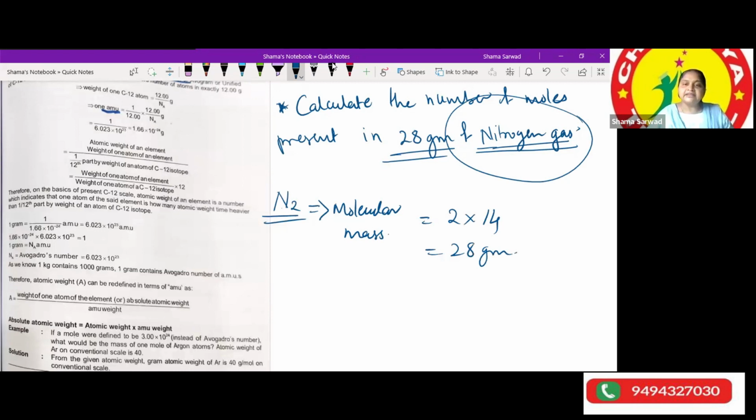So 1 mole of nitrogen consists of how many grams? 28 grams. How many grams did I give you over here? 28 grams. So how many moles are there? How are you going to calculate moles?